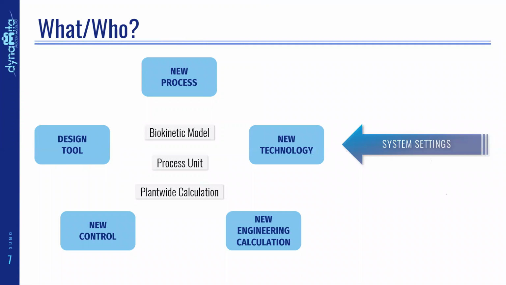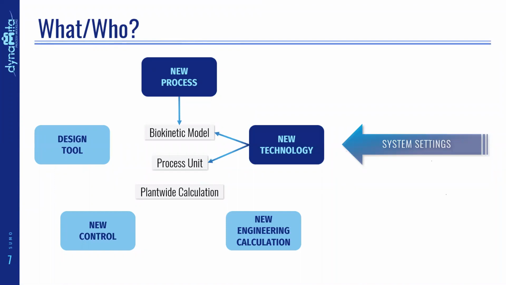So what can you do in SUMO? You can develop new processes which can be implemented in the biokinetic matrix. You can develop new technologies such as a new reactor type, or even implement a new process like in the biokinetic model and in the process units.